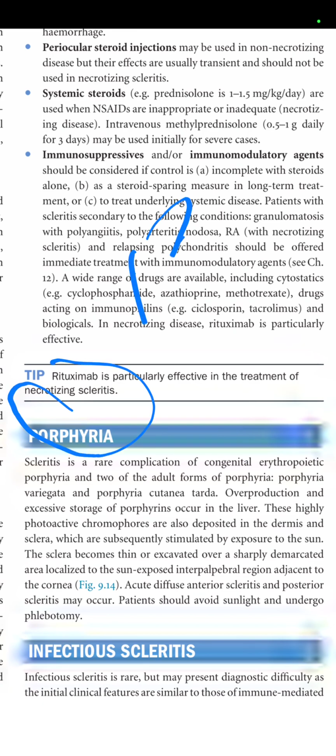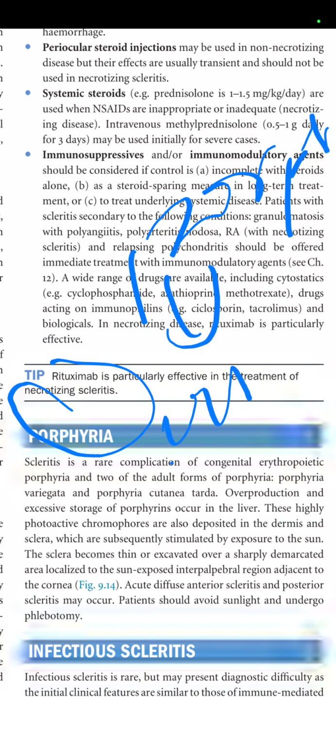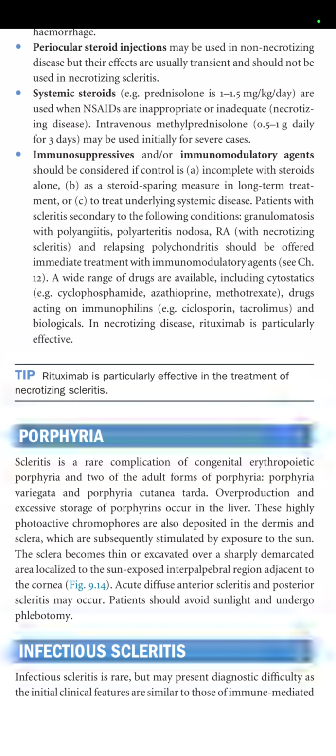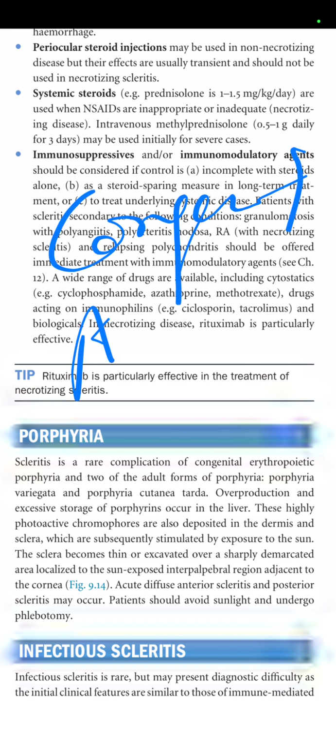Porphyria, very important. Porphyria is a condition where you will often see scleritis because UV radiation is very damaging to the exposed area. As eyes are exposed to the sun, it can cause scleritis. Scleritis is a rare complication of congenital erythropoietic porphyria and two of the adult forms of porphyria, porphyria variegata and porphyria cutanea tarda. So of course there are two types of porphyria, congenital and acquired. The acquired adult forms are two types, porphyria variegata and porphyria cutanea tarda.